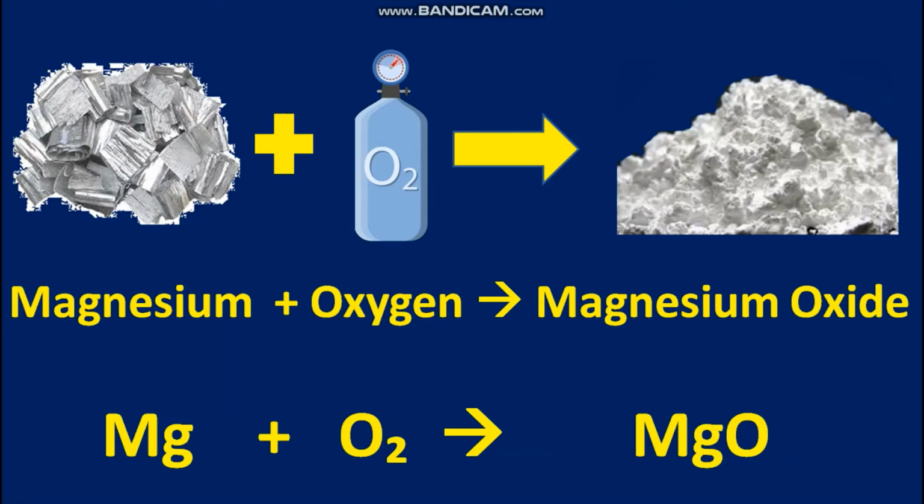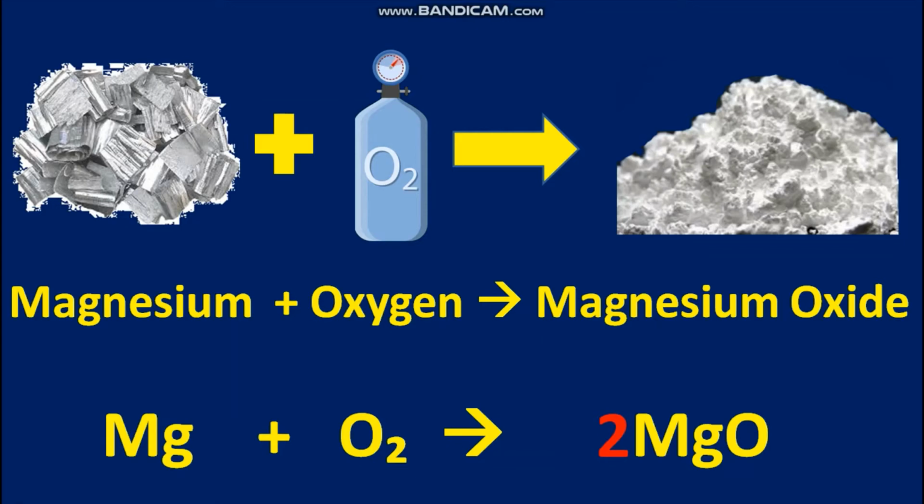So let's work this out together, and let's go through each element. On the left side, the reactants, you have 1 magnesium atom reacting with 2 oxygen atoms. But on the right side, the product, we have 1 magnesium atom, so that is balanced, but we only have 1 oxygen atom. We need to make sure that we have the same amount of atoms of the same element on both sides. So what we're going to do is put a 2 in front of the magnesium oxide.